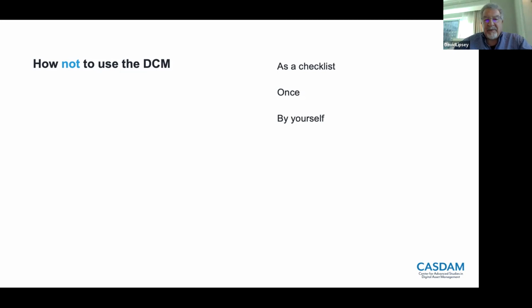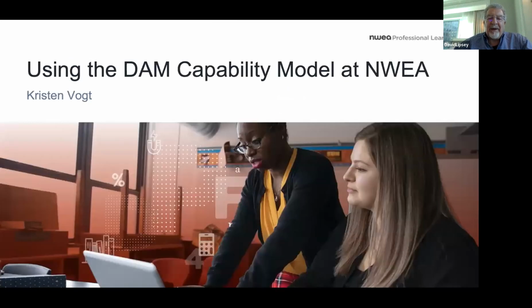They're designed to be used with your super users, your brand ambassadors, your DAM ambassadors, your stewards, your key managerial stakeholders. And to exemplify this, what better than to hear a story about how DAM actually went to work, how the capability model went to work to help a large organization get ready for DAM.